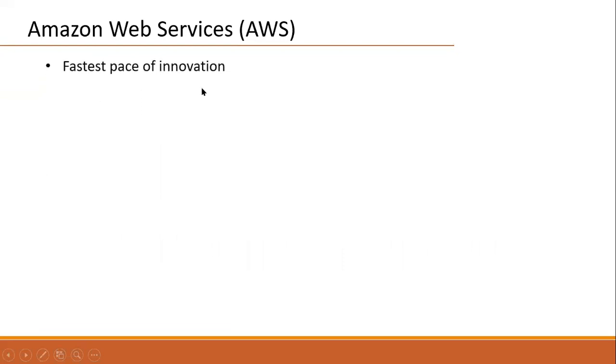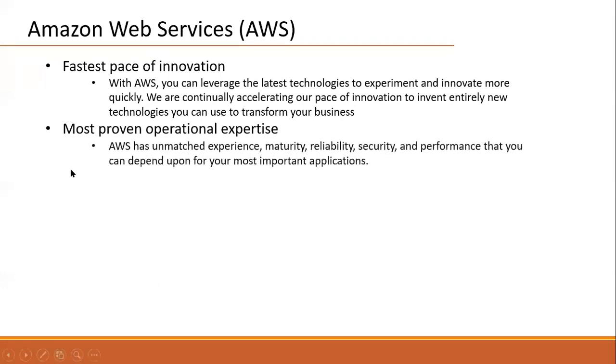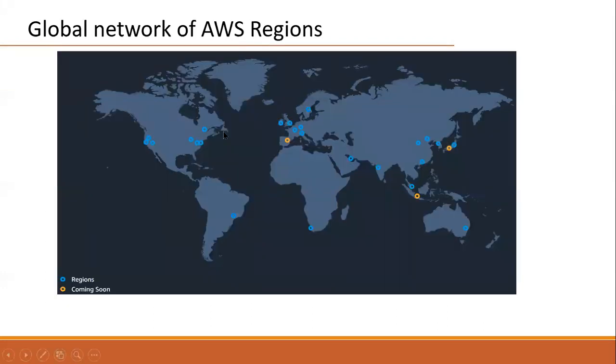Fastest pace of innovation. Because all the resources are available directly, we can place our applications here and make them available immediately. Most proven operational expertise. Why? Because experienced people are there with AWS, so if any issues come up, they will resolve them immediately. There is also a customer support team. We have seen data centers available in various places, and we can place them anywhere according to our requirement.